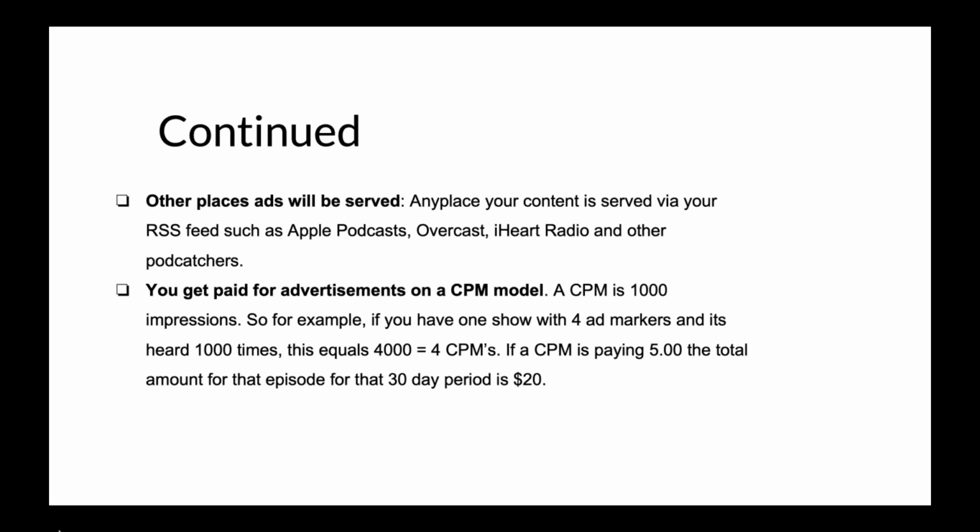So this can be a little bit confusing, so I'm going to break it down for you. A CPM is 1,000 impressions. So for example, if you have one show with 4 ad markers and the show is heard 1,000 times, this equals 4,000, which in turn equals 4 CPMs. So if a CPM is paying $5 for the total amount for that episode, for that 30-day period is going to be $20. I hope that makes sense. It's a little bit confusing. If you have any questions, just ask at the end.